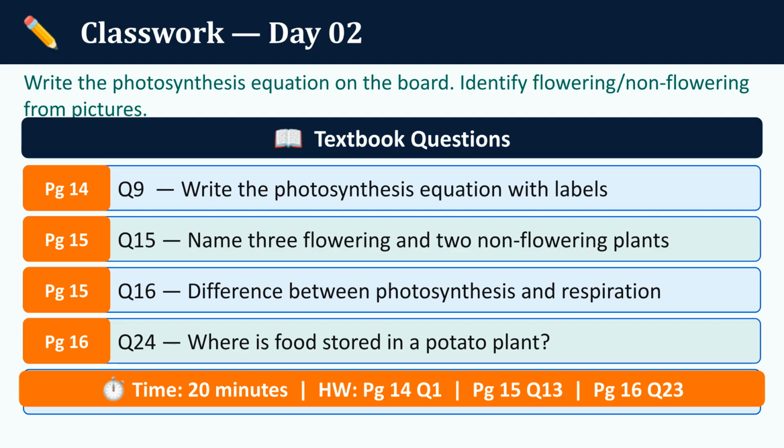Wonderful work. Now it's your turn to apply today's learning. First, write the photosynthesis equation neatly in your notebook. Next, identify flowering and non-flowering plants from the given pictures. Then complete the textbook questions. Remember to write neatly and explain your answers in complete sentences whenever possible. Take your time and think carefully.